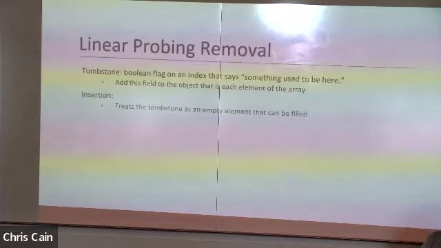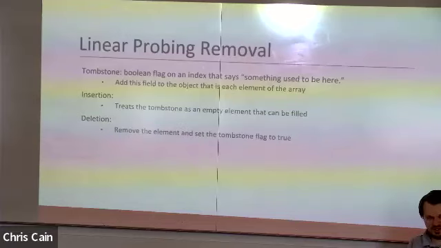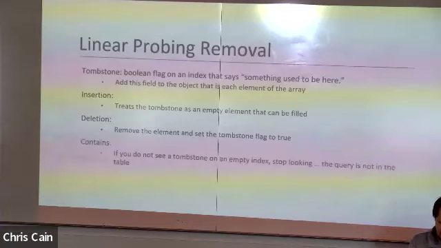So insertion treats the tombstone as an empty element. If we want to go add something to the hash table and we eventually find an empty place for the tombstone, we can fill it, no problem. Deletion, on the other hand, normally we want to stop when we find an empty index. But if we find somewhere with a tombstone, we're gonna say, keep looking, because what you're looking for may actually be after the tombstone. For deletion, when we do delete something, we want to set that tombstone flag to true when we do go delete it.